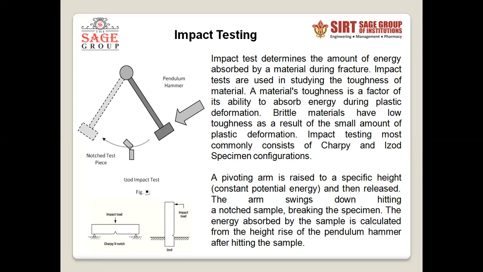So in the next slide, we will discuss the mechanism, how the pendulum goes on. And two types of tests are basically done. One is the Izod test and one is the Charpy test. A notch is provided. You can see the notch is there in the sample so that the material can break easily. If the material doesn't break, it does not give any idea about the toughness. So we need a notch.